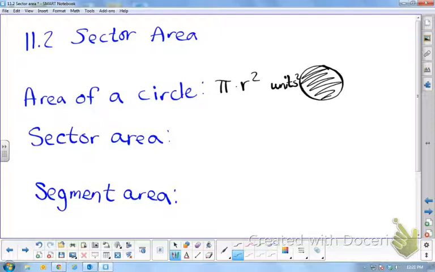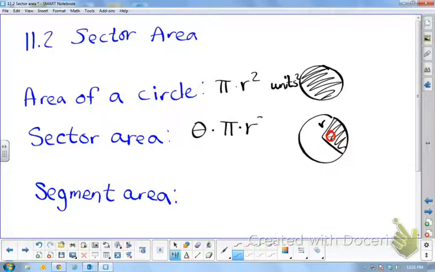Sector area is a piece of a circle, like a piece of a pie. We want the inside area of just that slice. So we need to know the radius still, and then we also need to know an angle to use the sector area formula. The formula for sector area is theta times pi times r squared over 360. So there's the second formula we need.